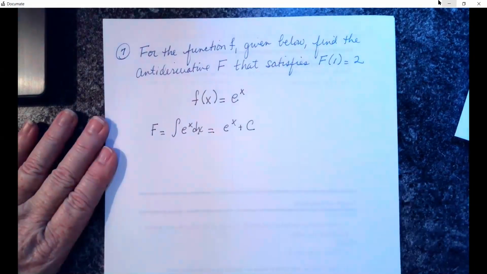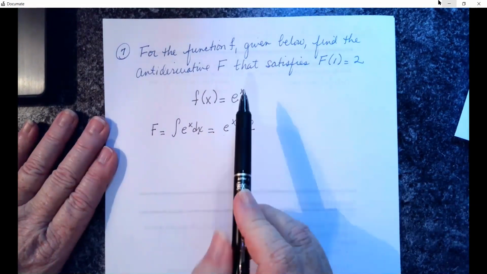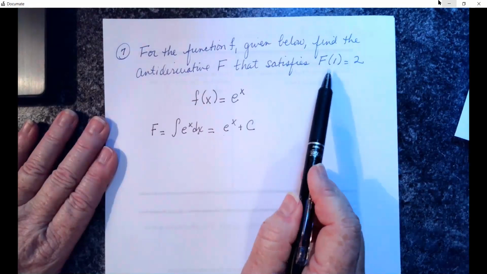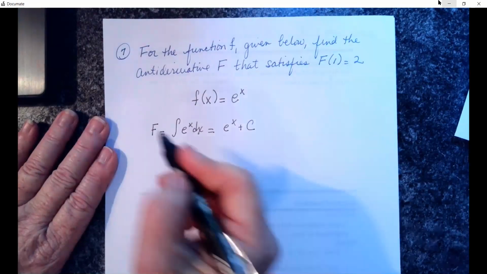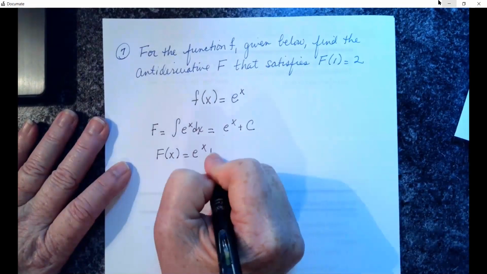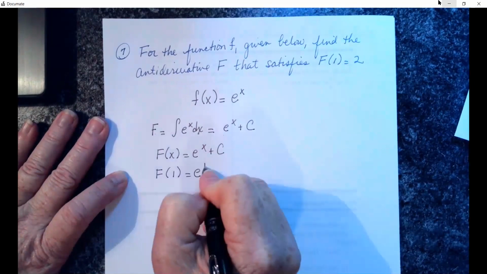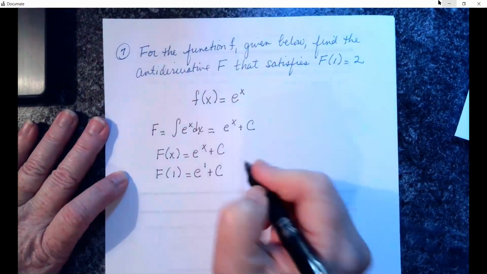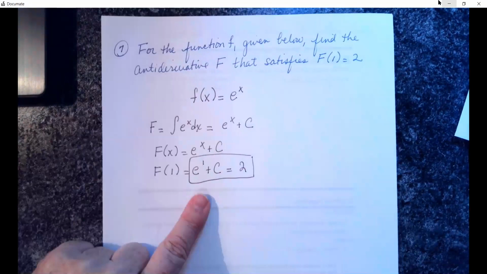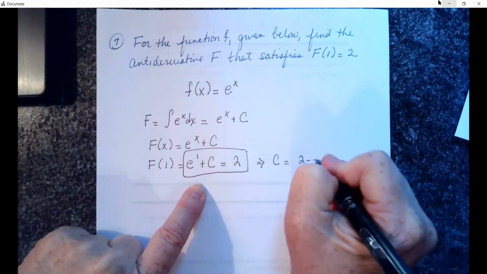Now, of all these infinitely many possibilities, we want to find the one function, capital F, that satisfies the condition f of 1 equals 2. So if this is my capital F, then f of 1 would be e to the 1 plus c, and we want that to equal 2. So we're going to just solve for c using this statement. So c would be 2 minus e.